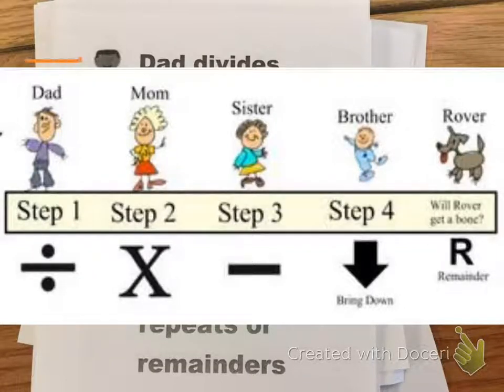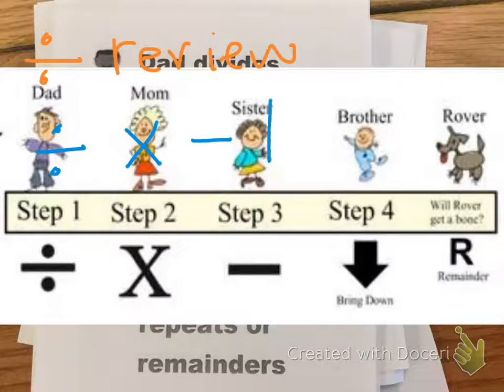We are going to be doing long division review today, and we're going to be using our division family to help us. We know that Dad divides, Mom multiplies, Sister subtracts, Brother brings down, and Rover the dog either plays with, he either repeats because he has something to play with, or he tells us what the remainder is.